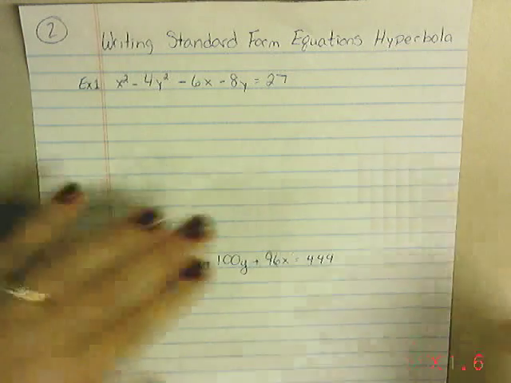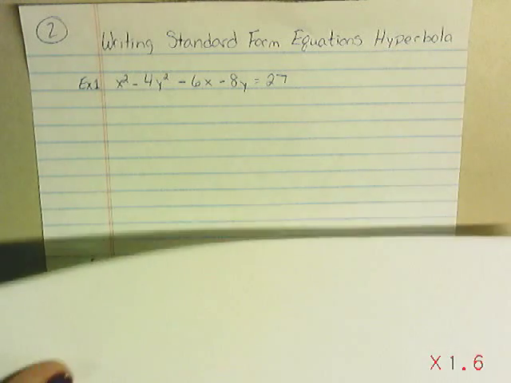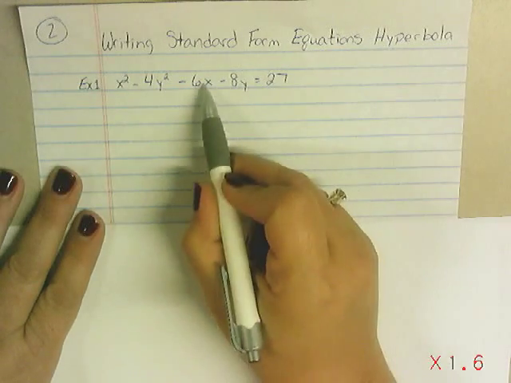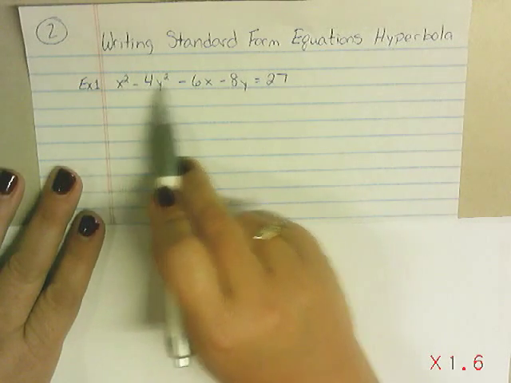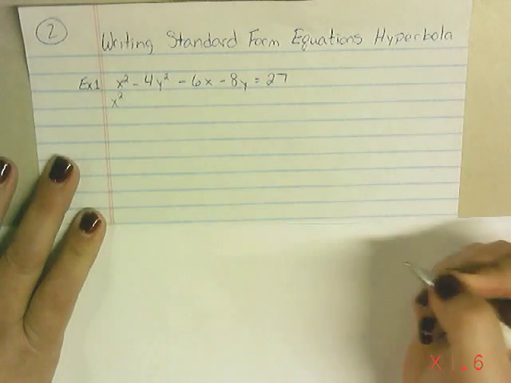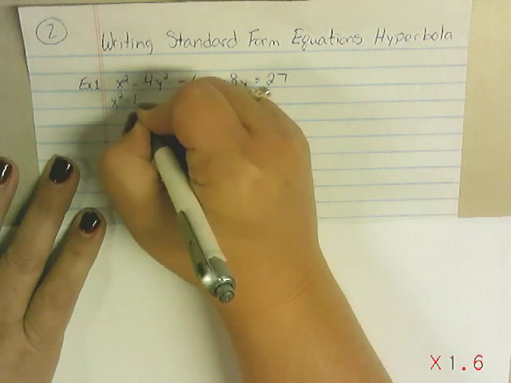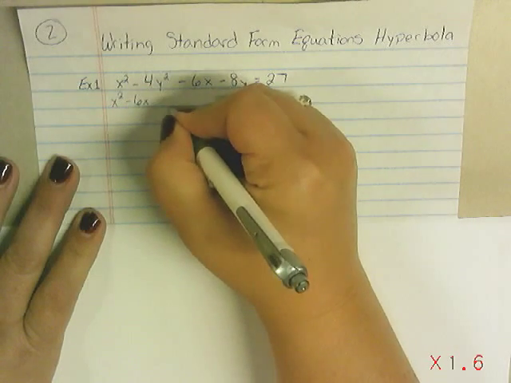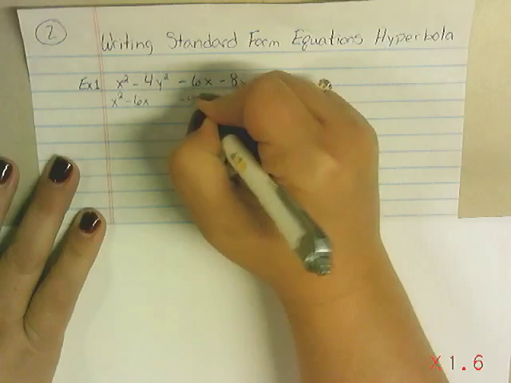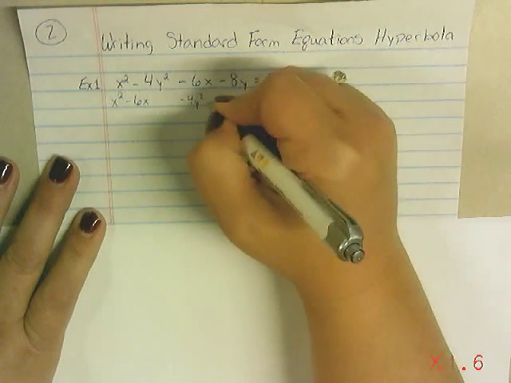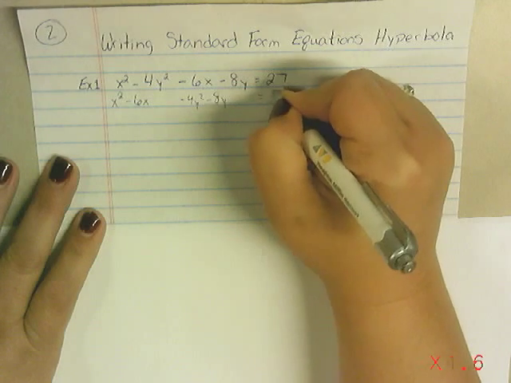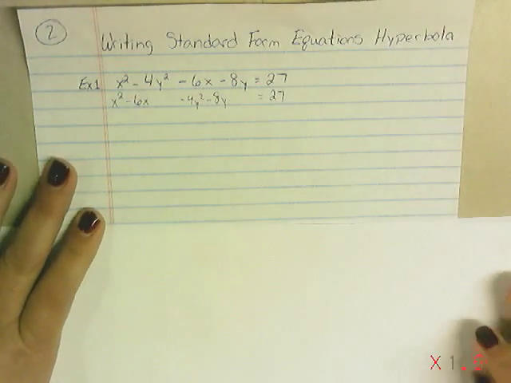So just like with ellipses, we're going to start off by trying to get it in the order that we want to work with. So we're going to move our x over here next to our x squared and then get our y's together. So we have x squared minus 6x, leave a space because we're going to have to complete the square, and then minus 4y squared minus 8y, leave another space, equals 27.